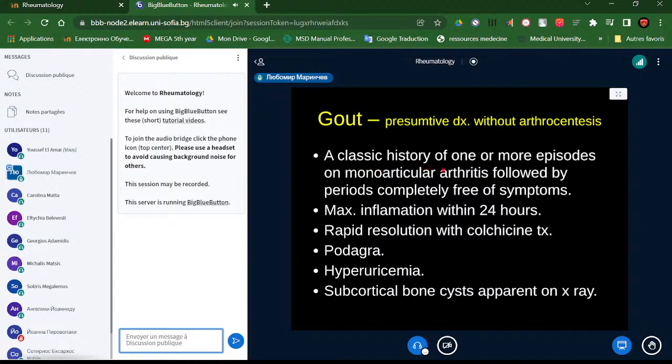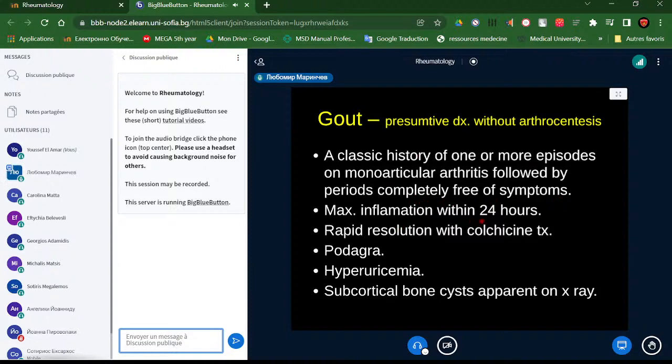It's a classical history of one or more episodes of monoarticular arthritis followed by periods completely free of symptoms. You must remember that the course of gout is not like the course of rheumatoid arthritis, because rheumatoid arthritis is a progressive chronic disease, and joint symptoms last for 3, 4, or 6 months and even more, with no symptom-free periods like in gout.